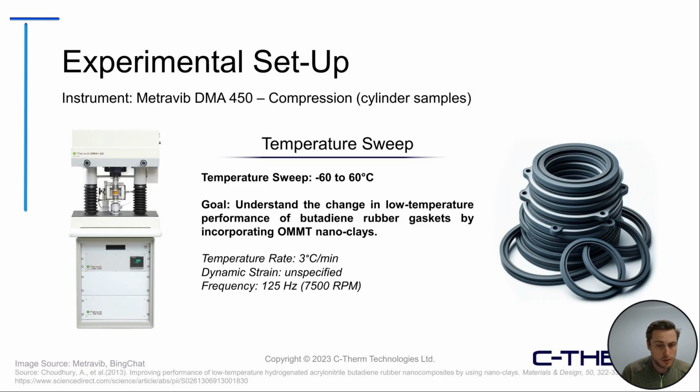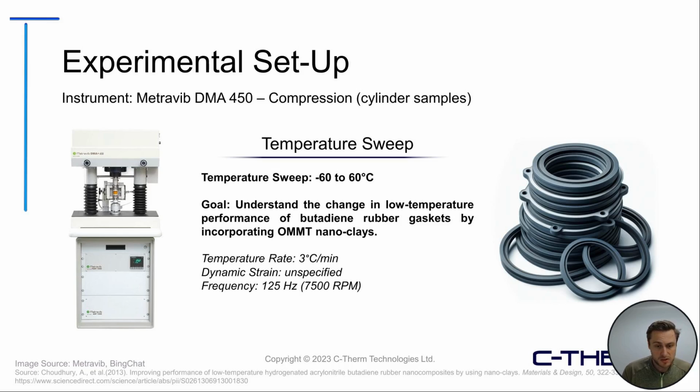And they did a temperature sweep from negative 60 to 60 degrees Celsius to see the effects of temperature on the performance of the material. And they wanted to understand the change in low temperature performance of the rubber gaskets by, again, incorporating OMMT nanoclays into the material. They did these tests in compression to replicate the loading conditions that the materials would see in application. They did a temperature rate of 3 degrees C per minute.